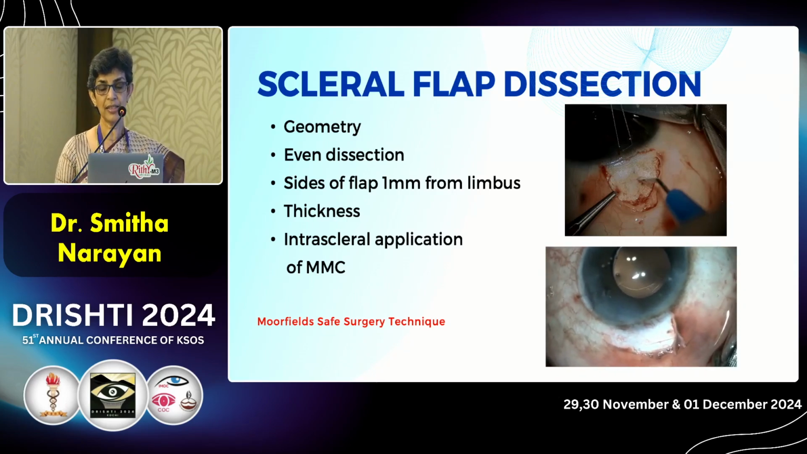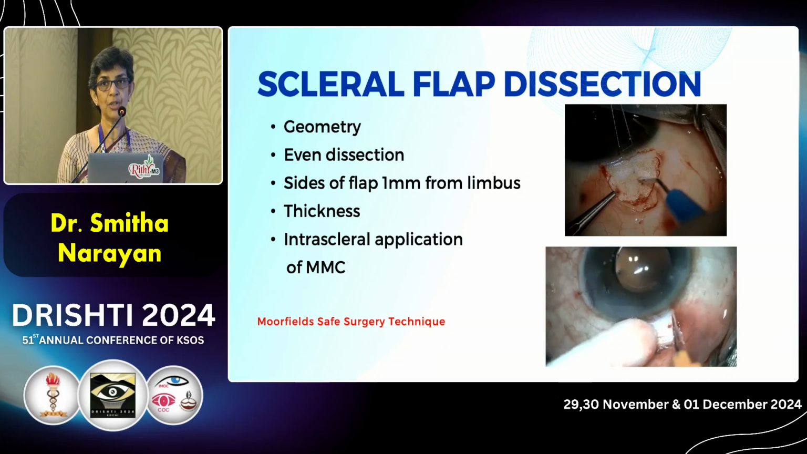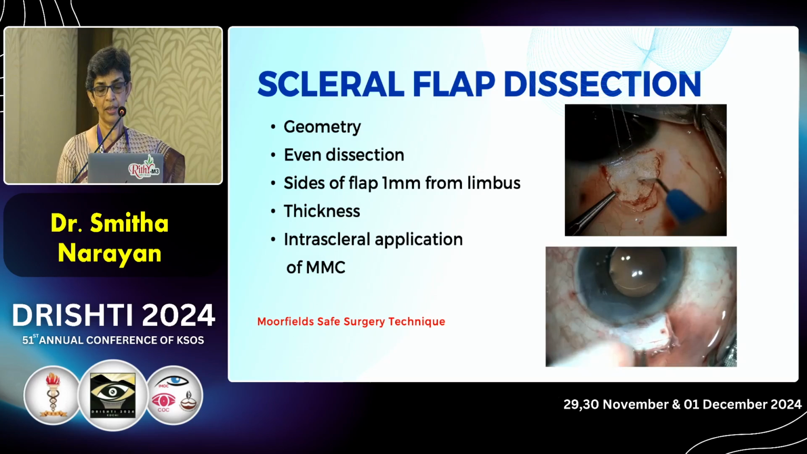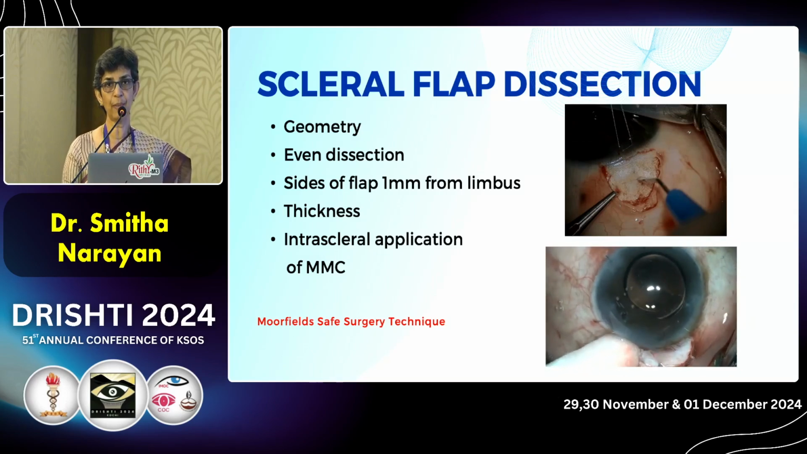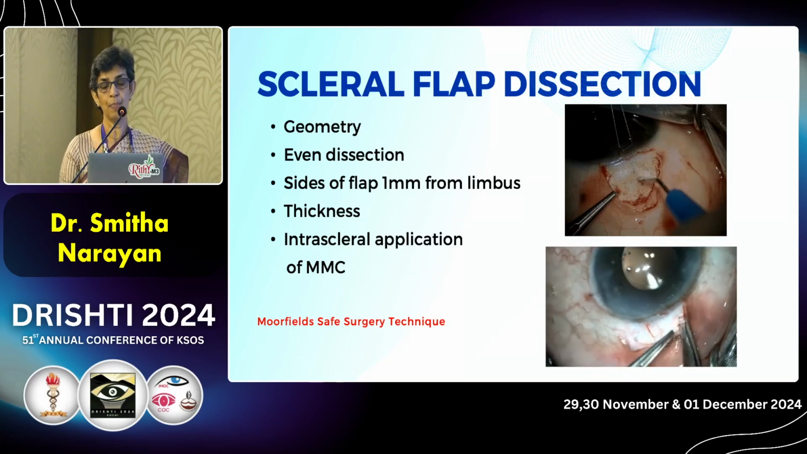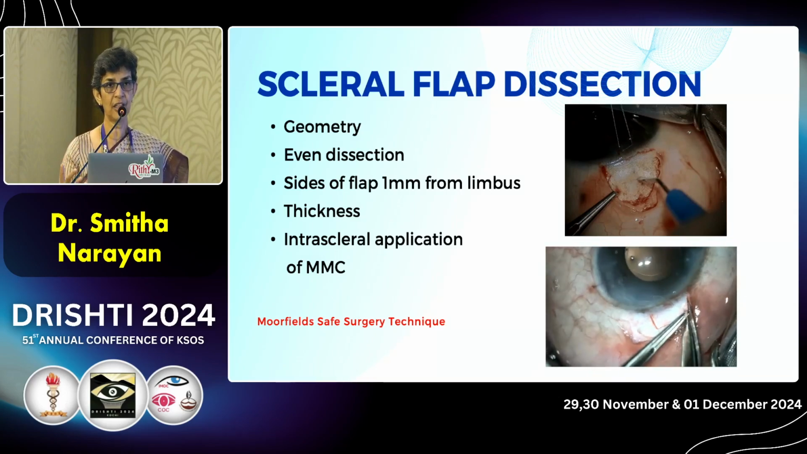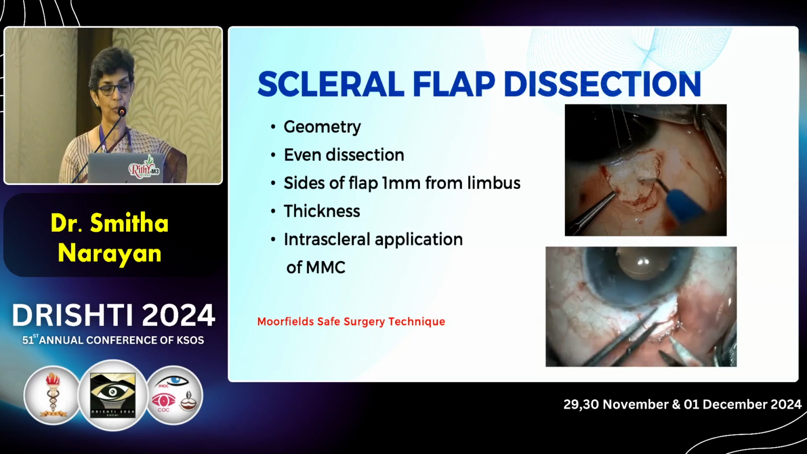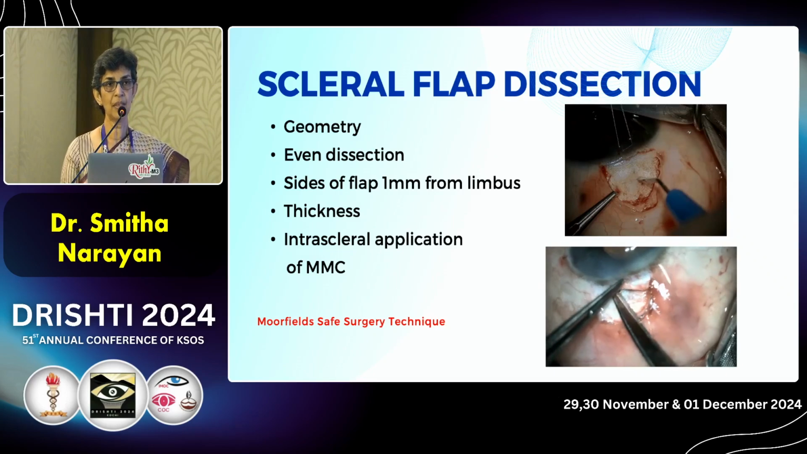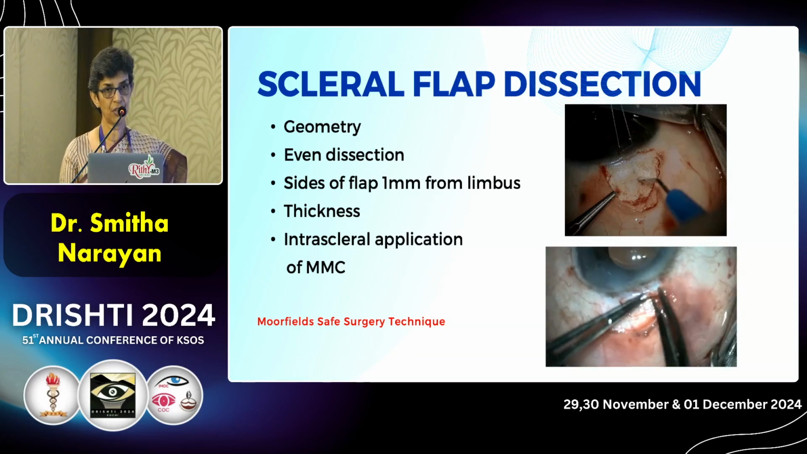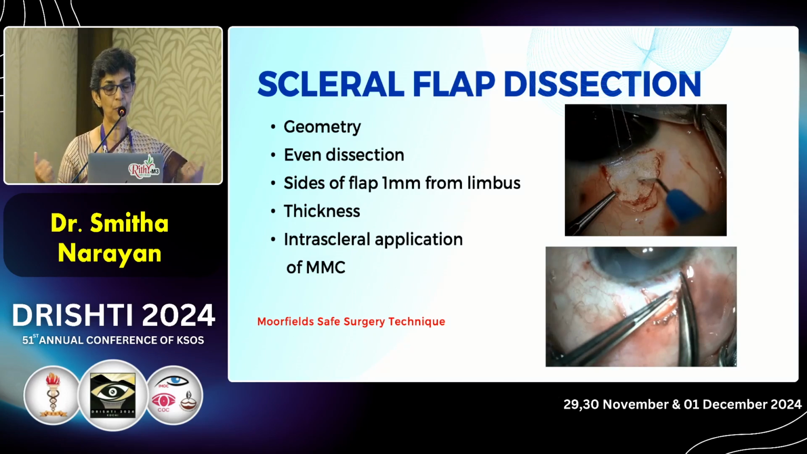The partial thickness scleral flap that is created, I use a crescent blade, but the important thing is that the undersurface of the scleral flap should be as smooth as possible, because otherwise, if it's a rough surface, it will promote fibrosis. The sides of the flap are cut 1 millimeter from the limbus according to the Moorfields Safer Surgery technique. That allows for the posterior flow of the aqueous, and therefore we get a low bleb.